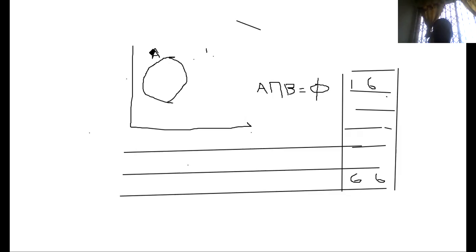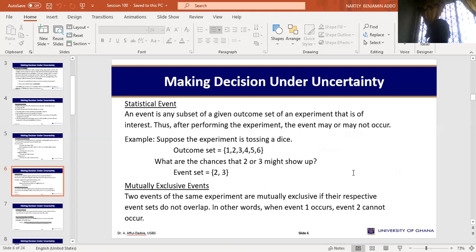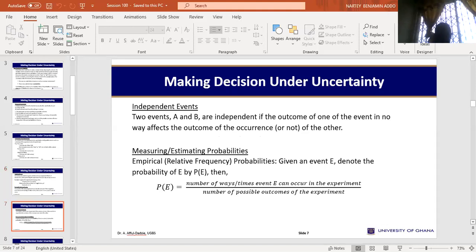Okay, so let me go back to the slide. So that is mutually exclusive, when the intersection is the empty set. Now, independent events: two events are independent if the outcome of one of the events in no way affects the outcome of the other. All right. And then we have dependent events as well.